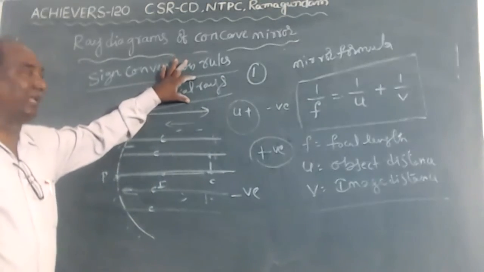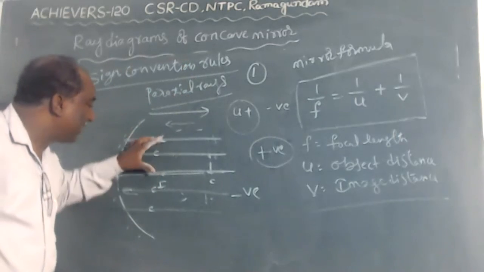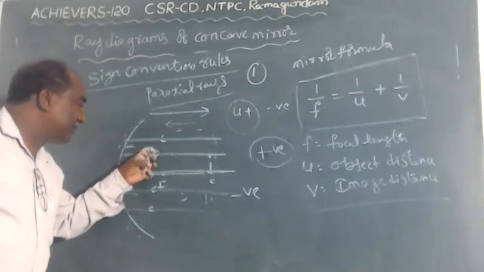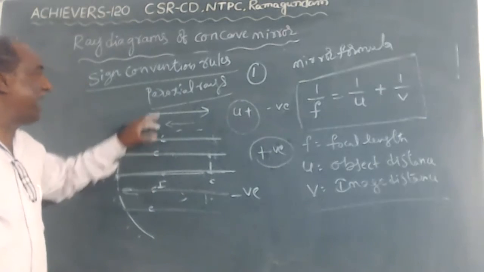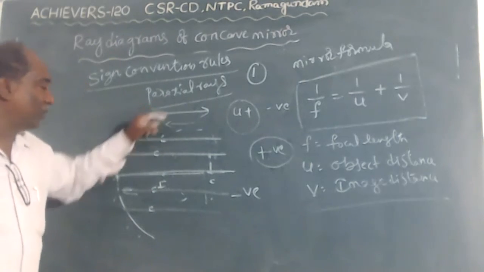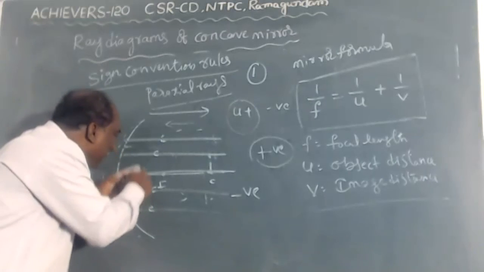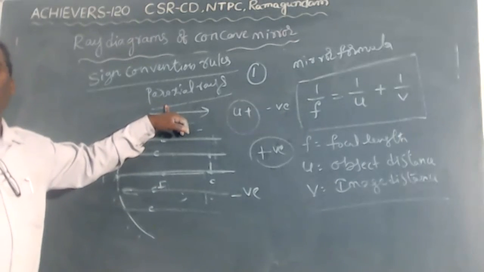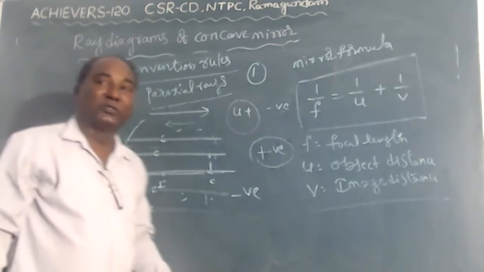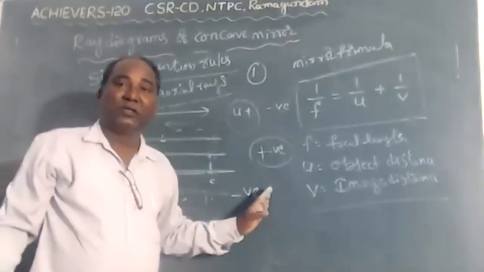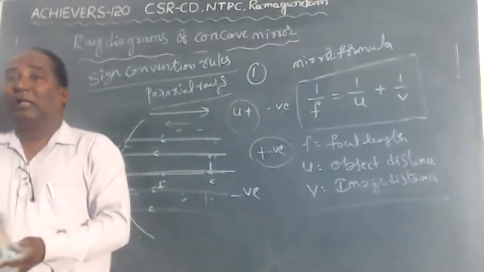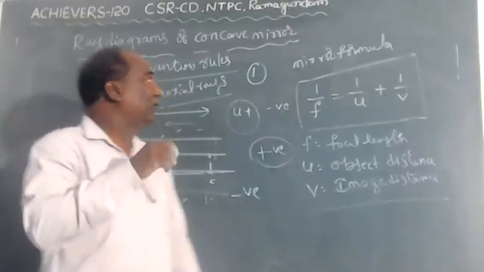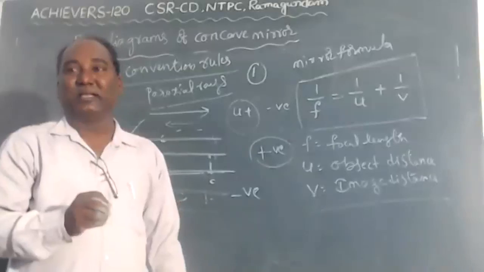What is meant by paraxial rays? The parallel rays which are closer to the principal axis are called paraxial rays. So here, the rays which are very close to the principal axis, we call paraxial rays. So this is the topic, children. Practice the topic well at home and don't waste time unnecessarily. Thank you.